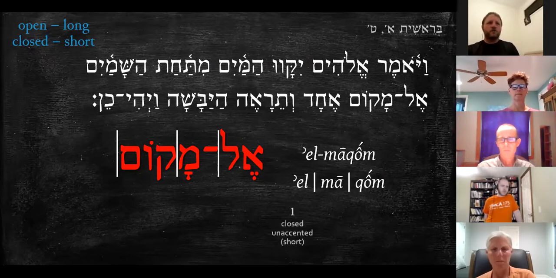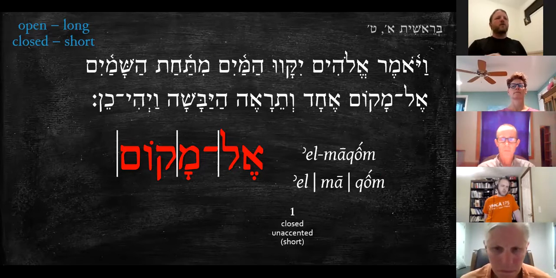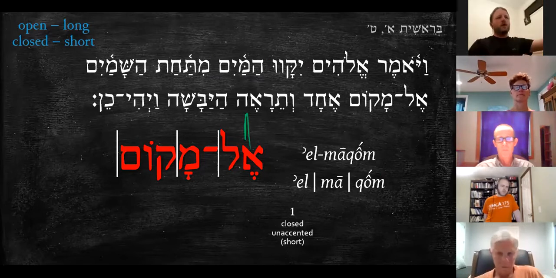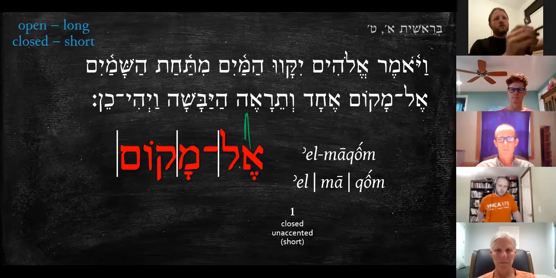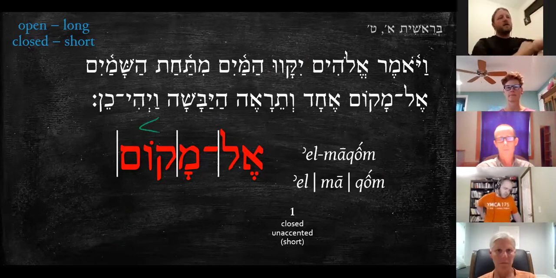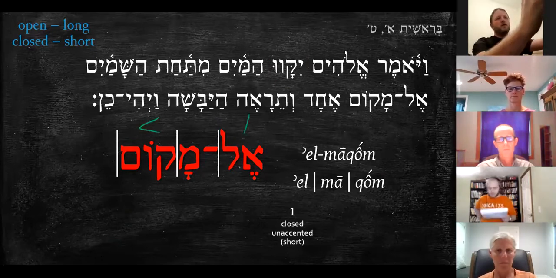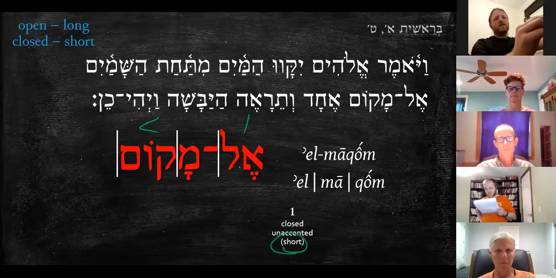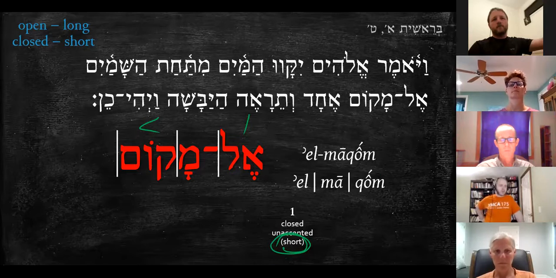Okay, that's the transcription. If we number the syllables, number 1 is closed, right? It ends in lamed. Is it unaccented or accented? We know that in el makom, the accent is here. So syllable 1 is closed and unaccented. That demands a short vowel. Syllable number 2 is open and unaccented. That demands a long vowel, kamatz.